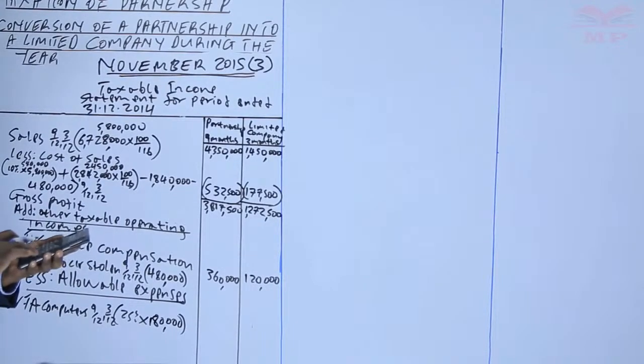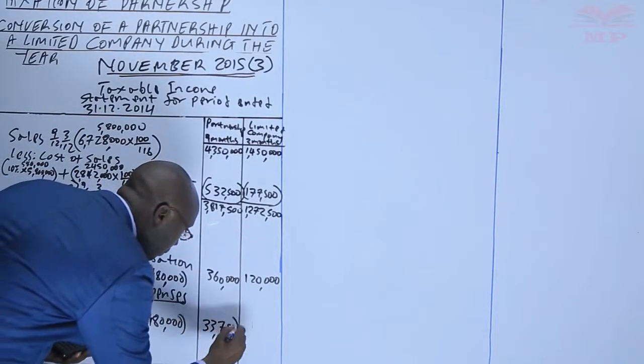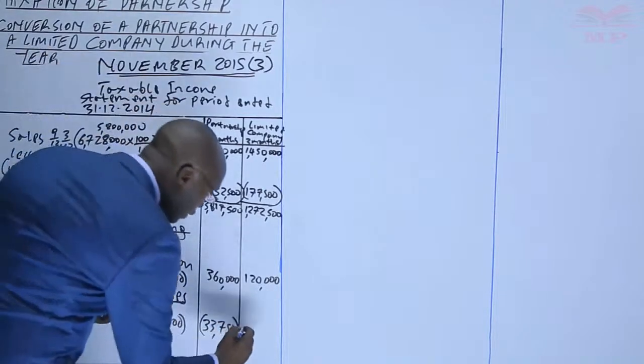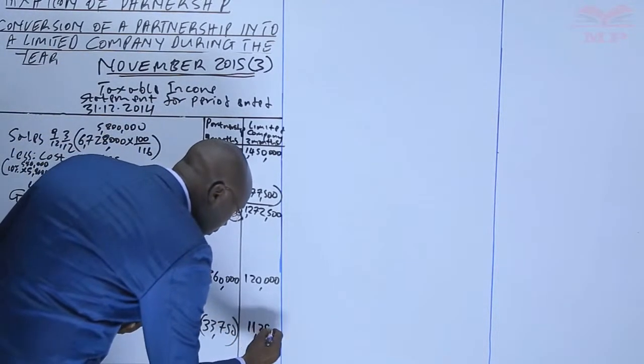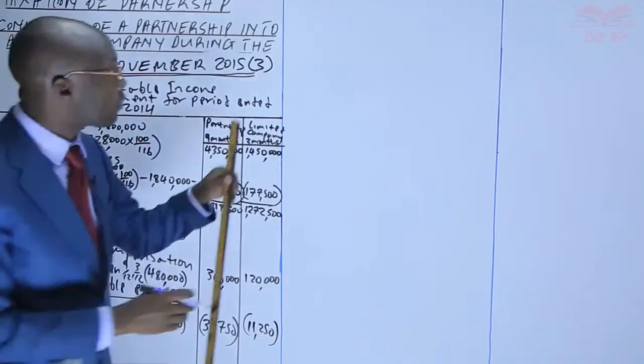So 25% of 180, that gives us 45 times 9 divided by 12, which gives us 33,750. The other one is 3 divided by 12 times 45,000. That gives us 11,250. There. So we continue.